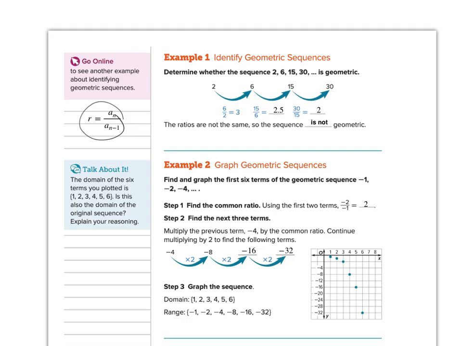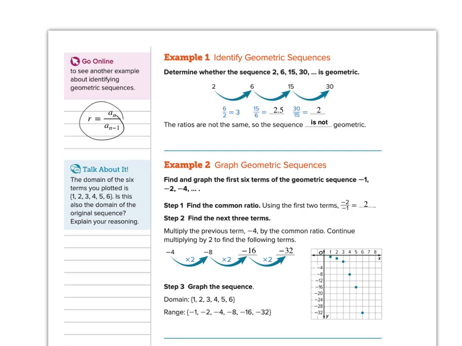In a geometric sequence, you're going to see the same ratio going over and over again. And that's what we're doing here. When they calculated the ratio, it says, find and graph the first 6 terms of the geometric sequence, starting with -1, -2, -4, and go on. So what's happening? They took one number, -2, and divided it by the previous number, -1. That is 2.